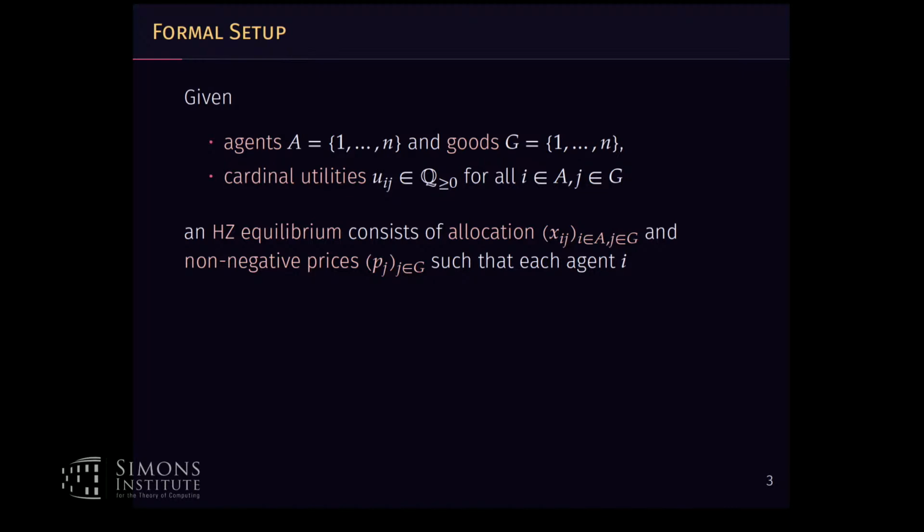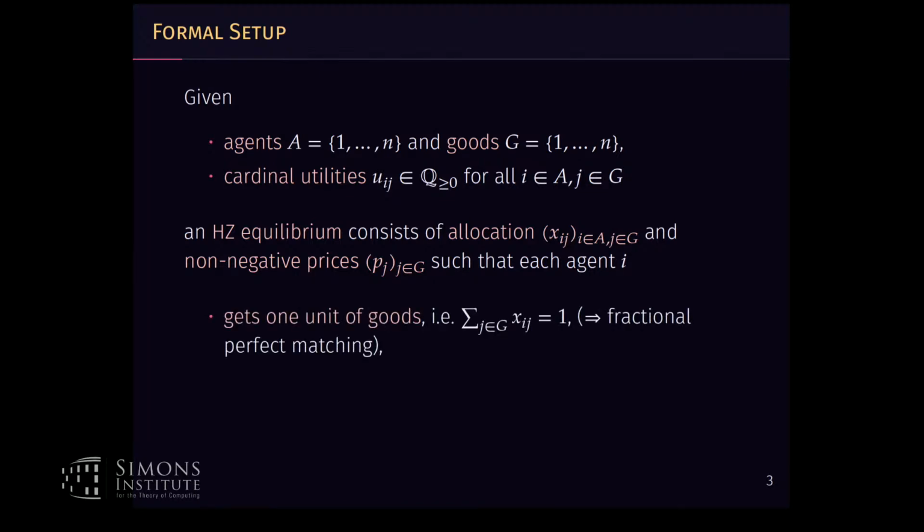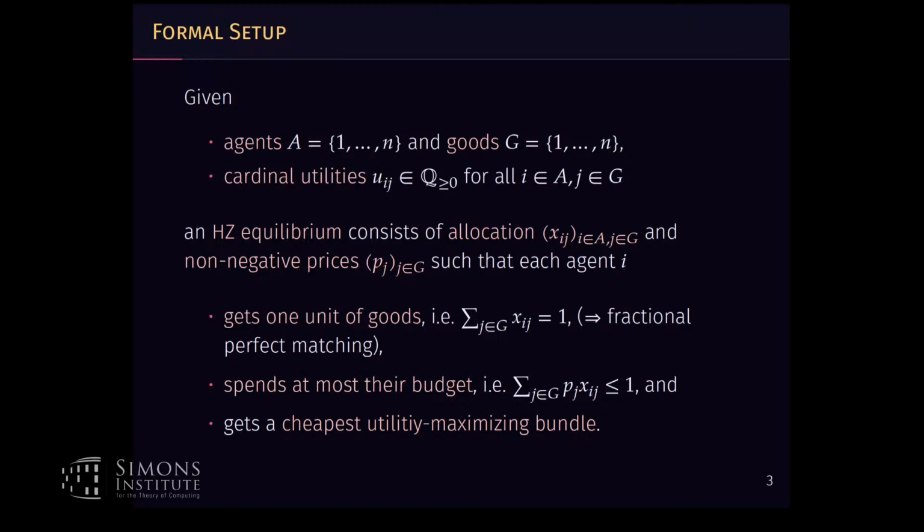Then Hylland-Zeckhauser defined an equilibrium concept where, if you're given an allocation from goods to agents and prices which are non-negative on the goods, then these are called an HZ equilibrium if every agent gets exactly 1 unit of these probability shares, meaning that the total allocation is a fractional perfect matching from goods to agents. Every agent spends at most their budget, their 1 unit of fake currency. And most importantly, every agent maximizes their utility under these 2 constraints. So they get a bundle of probability shares that maximizes their cardinal utilities under the constraint that they get 1 unit of good and they spend at most their budget. And sometimes there are multiple such bundles, in which case they get a cheapest bundle.